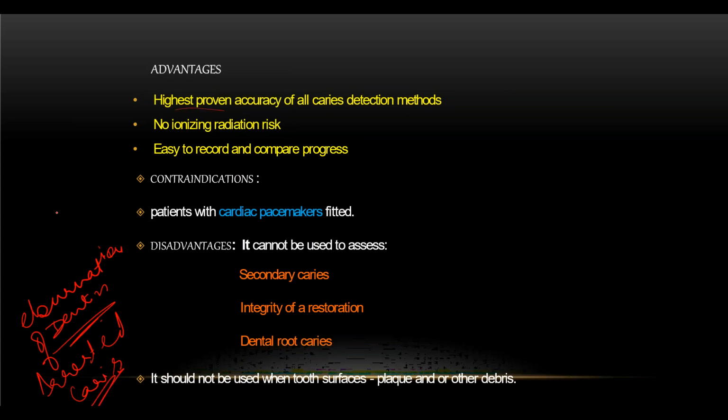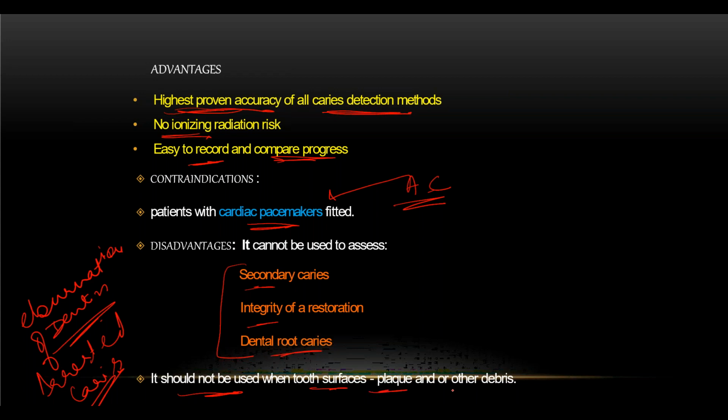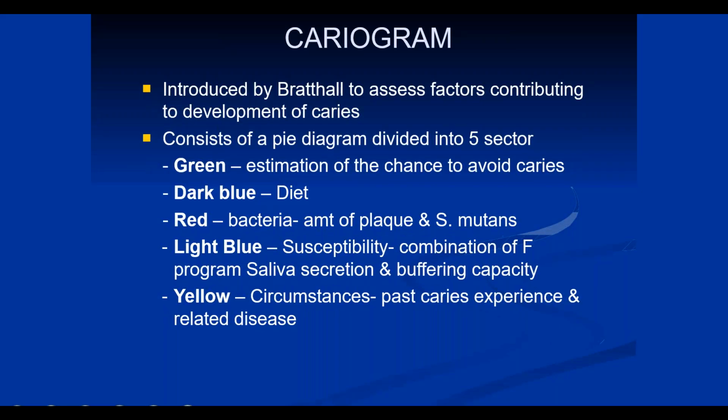Advantages for this caries scan: there is highest proven accuracy of all caries detection methods. There is no ionizing radiations which are required. These are easy to record and compare progress. Contraindications, patients with cardiac pacemakers, because we are using alternating current. So we cannot use in such patients. It is not able to diagnose secondary caries, integrity of restoration, or root caries. It should not be used when the tooth surface has plaque or other debris, because they will conduct the current and will give false positive results.